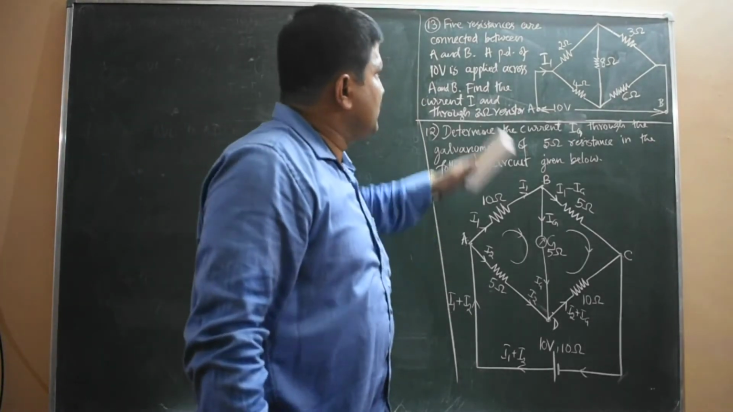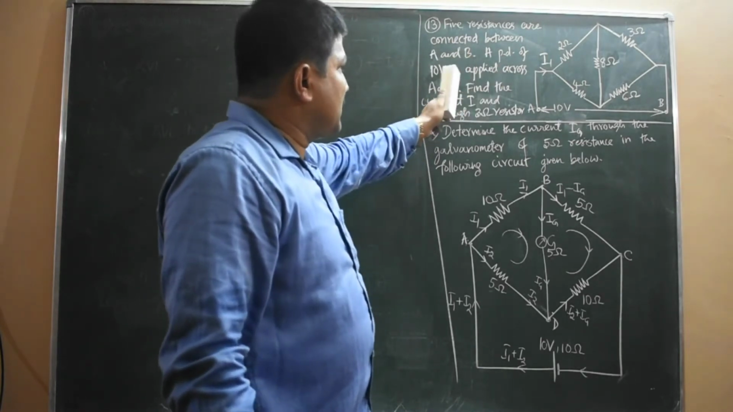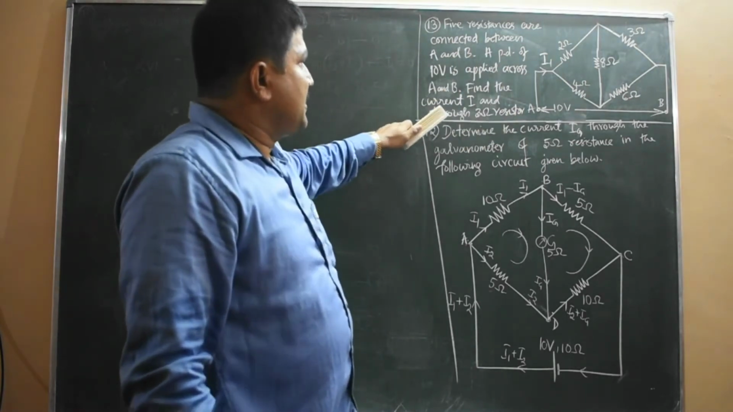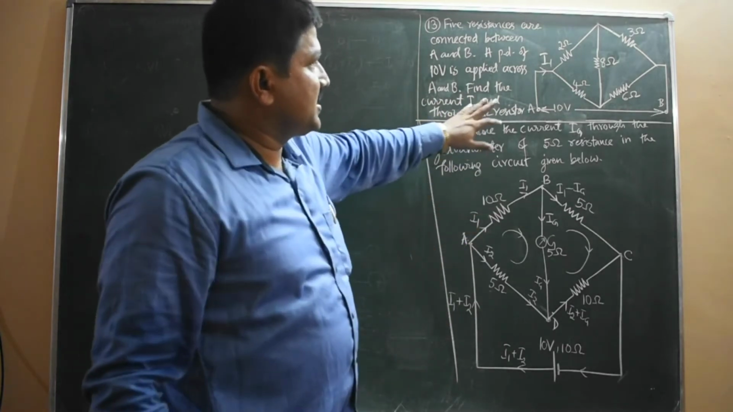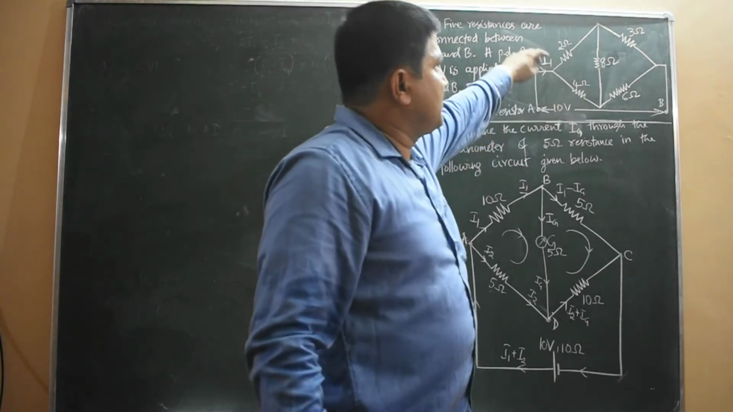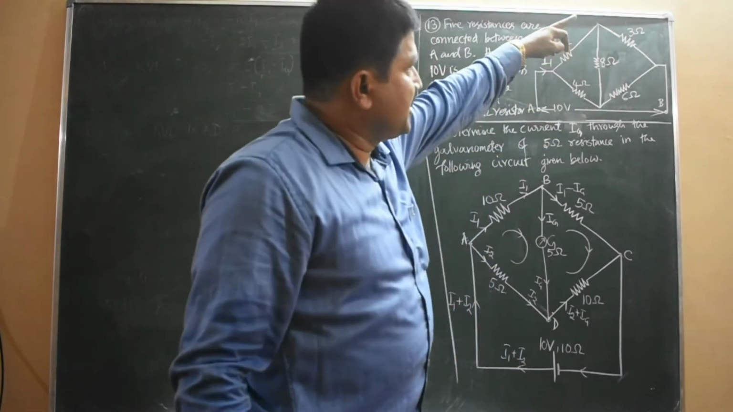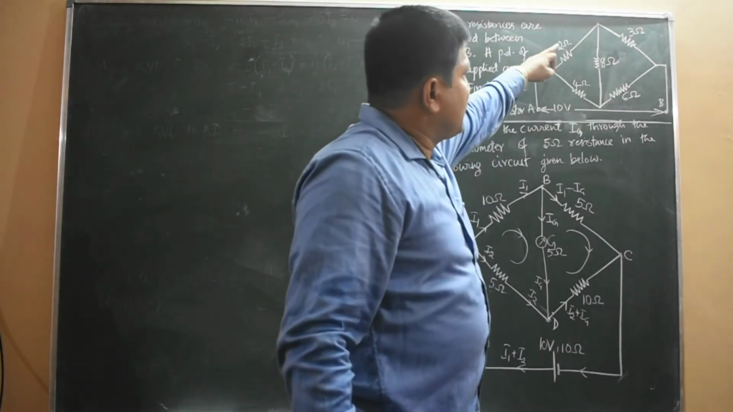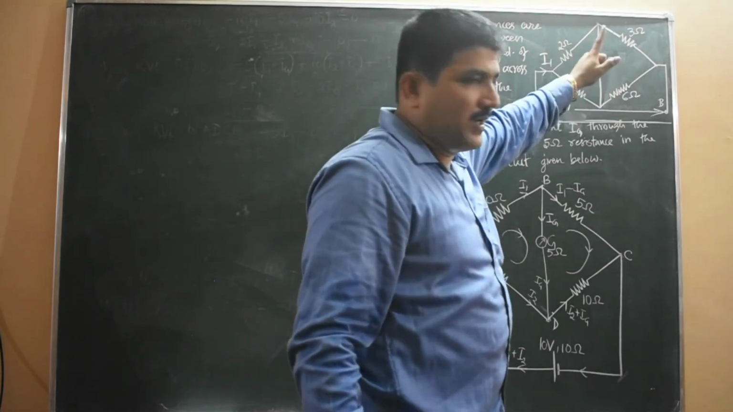Okay, now next problem. 5 resistors are connected between A and B. A PD of 10 volt is applied across A and B. Find the current I and the current through the resistor 3 ohm. So look at the diagram, it is again 5 resistors forming a Wheatstone's bridge. 2 ohm here, 4 ohm, 8 ohm in the galvanometer branch, then 3 ohm and 6 ohm here. Observe carefully, 2 by 4 is 1 by 2, 3 by 6 is also 1 by 2.